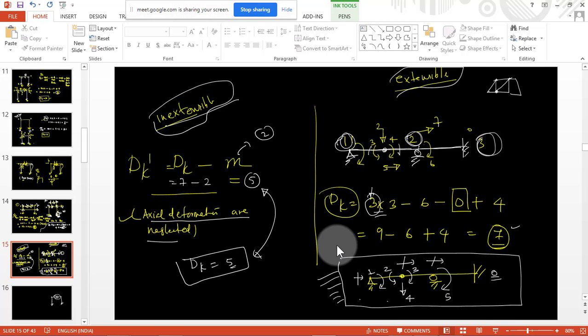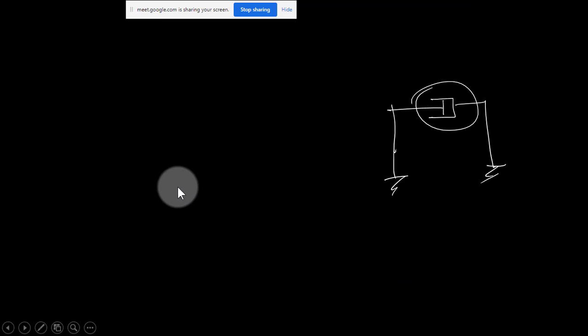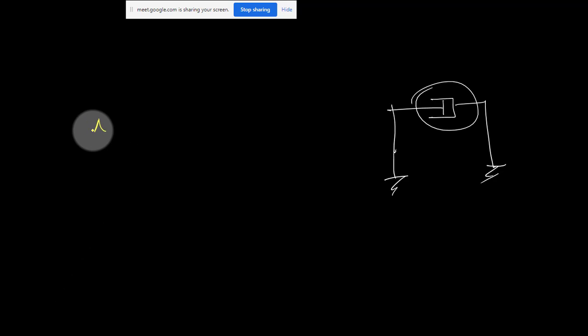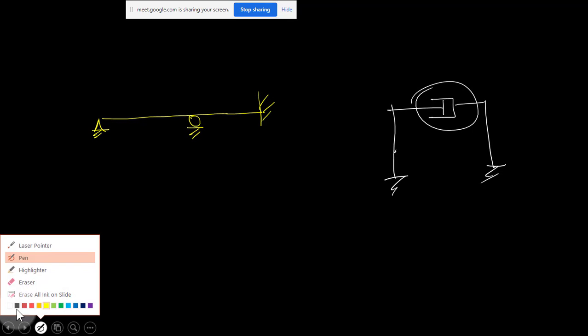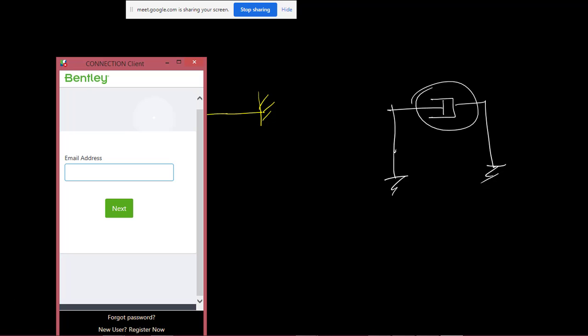Okay, I think I have solved it already. This is the question. Your question is: this is a pin support, hinge or pin. It is not an internal hinge, it is a support. This is a fixed end. It is a roller support, and here I have an internal hinge. First we will draw how to make the drawing.